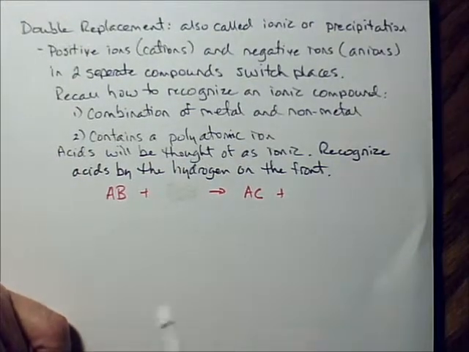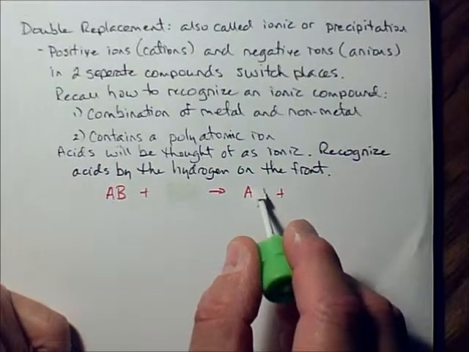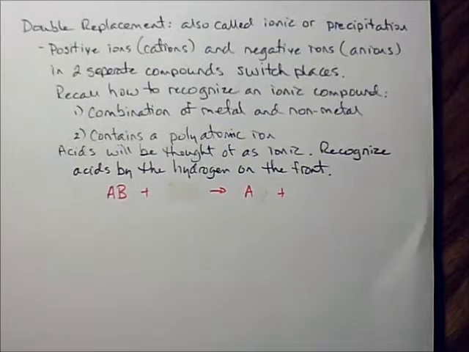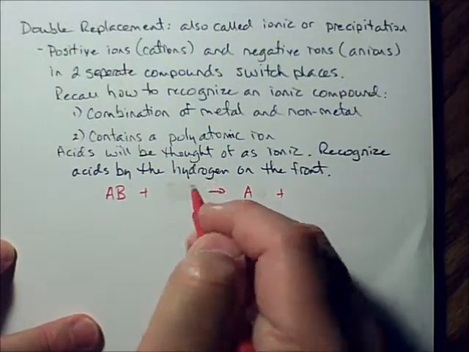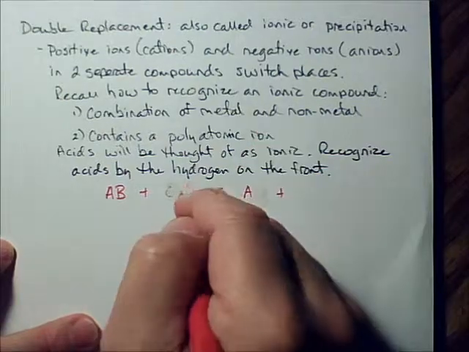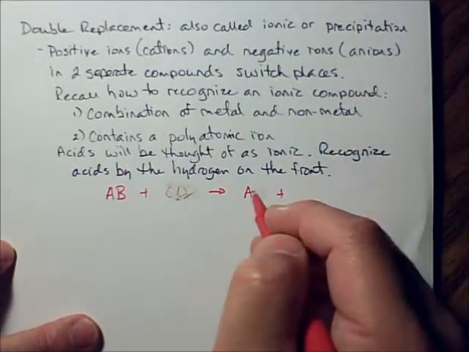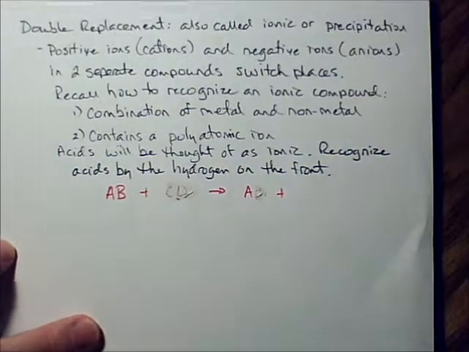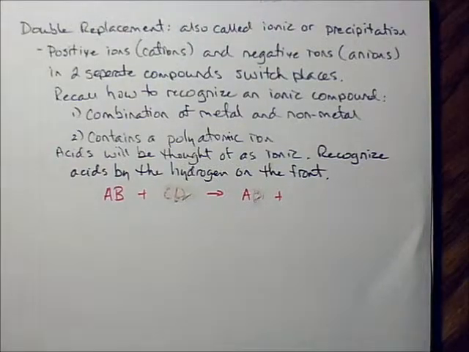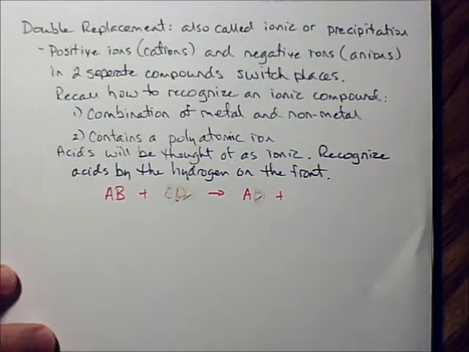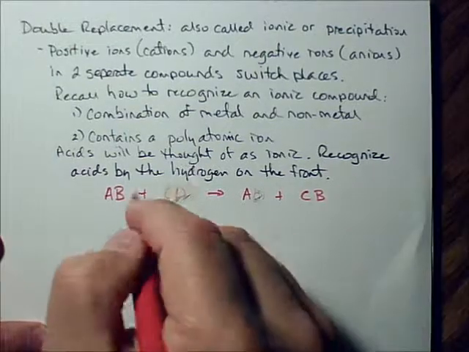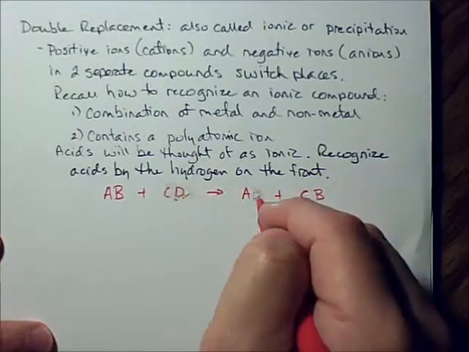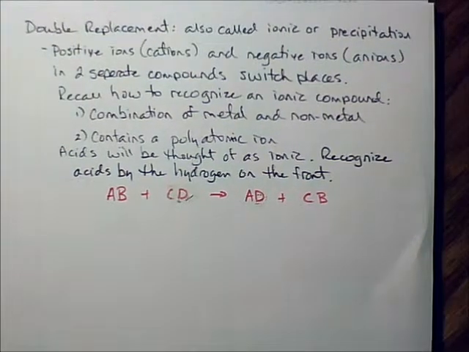A, B, C, D. So it'll be A, D over here. A, B, C, D. A is going to go with D. And C is going to go with B. Okay. All right.